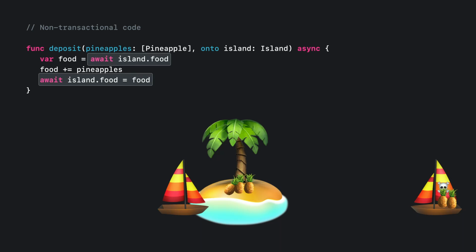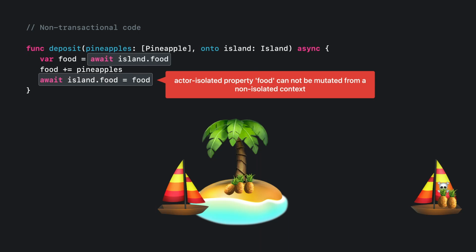What happened here? Well, notice that we have 2 awaits for access to state on the same actor. And we're making an assumption here that the food array on the island doesn't change between those 2 awaits. But these are awaits, meaning that our task could get suspended here and the actor could do other higher priority work, like battling pirates. In this specific case, the Swift compiler will reject an attempt to outright modify the state on another actor. However, we should really rewrite our deposit operation as synchronous code on the actor, like this.